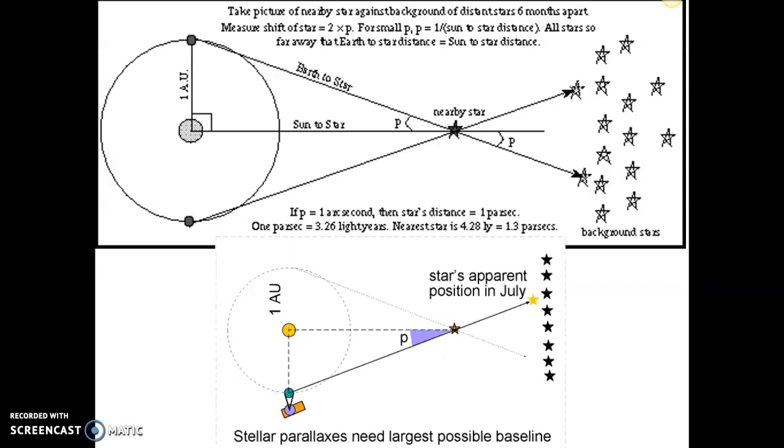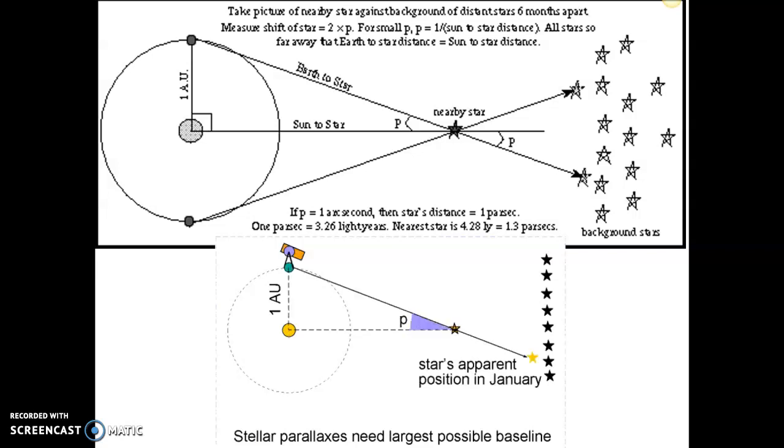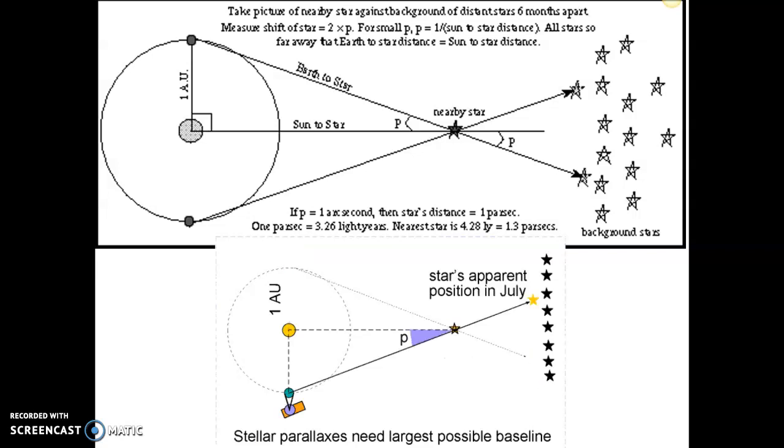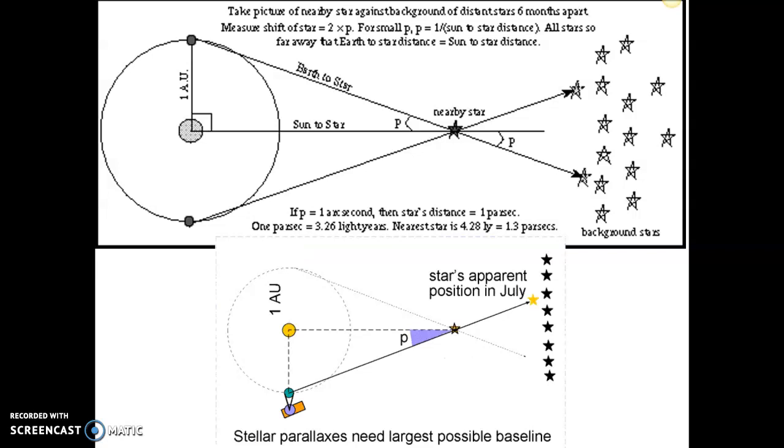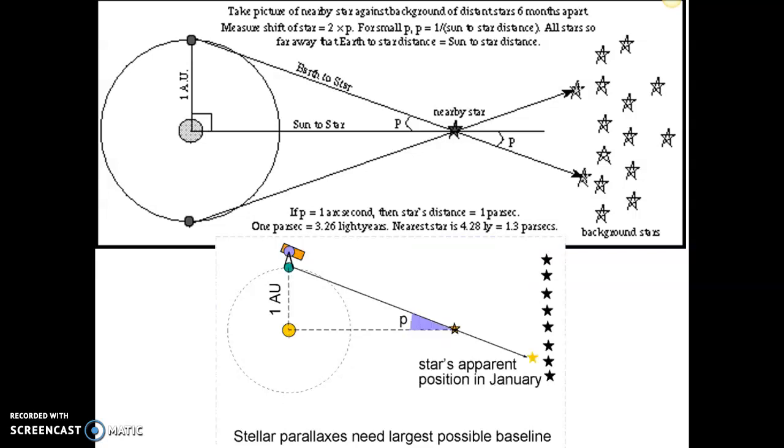I would like for you to be able to diagram and describe, that is put in words, what a parsec is to show me you truly understand this meaning, because it's an important astronomical distance. So I put a couple different diagrams on this to show you again.